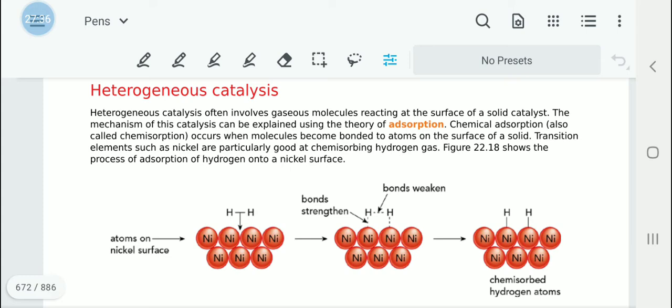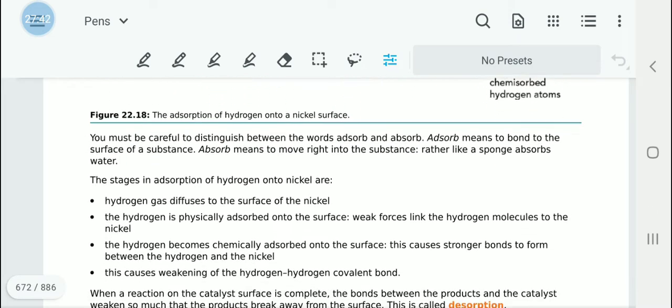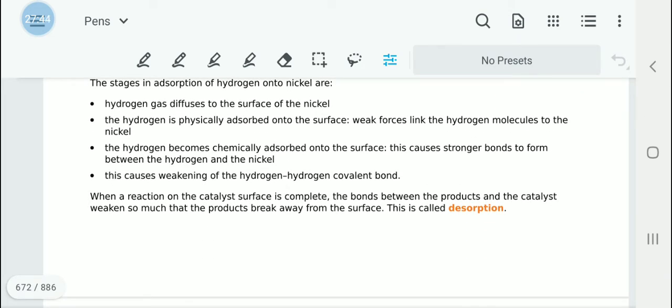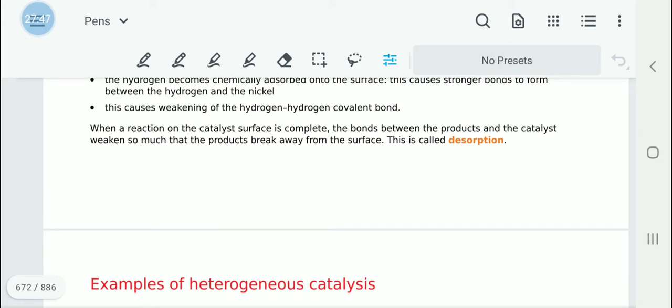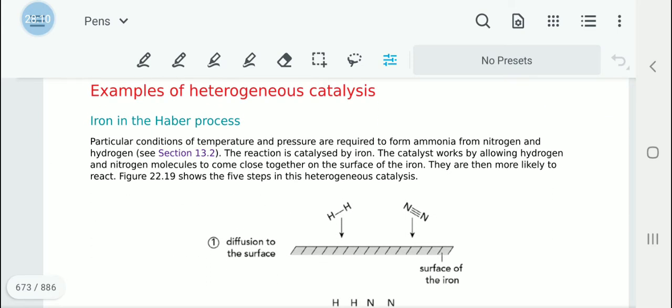This allows hydrogen to react with another substance. After the reaction, the bond between the product and the catalyst would become weaker and they break away in a process known as desorption. Right, so now let's look at some examples of heterogeneous catalysis.